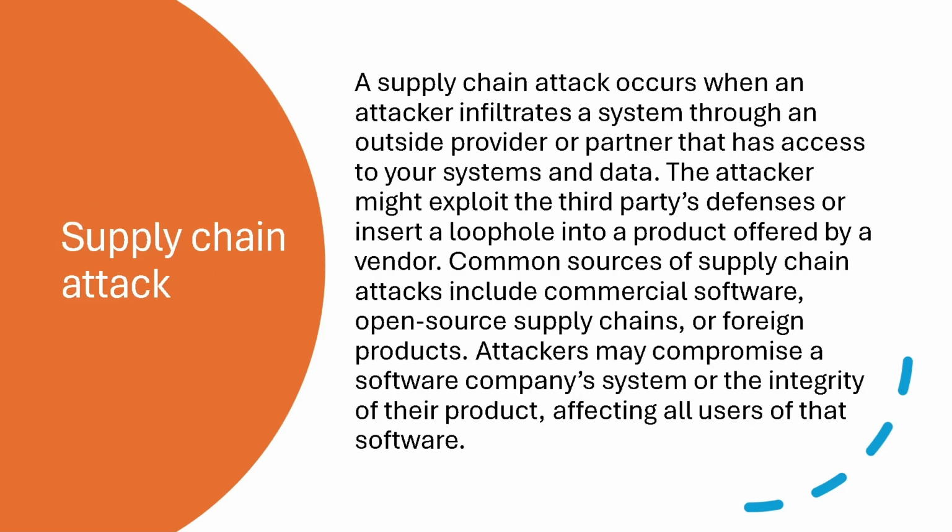Supply chain attack. A supply chain attack occurs when an attacker infiltrates a system through an outside provider or partner that has access to your systems and data. The attacker might exploit the third party's defenses or insert a loophole into a product offered by a vendor. Common sources of supply chain attacks include commercial software, open source supply chains, or foreign products. Attackers may compromise a software company's systems or the integrity of their product, affecting all users of that software.